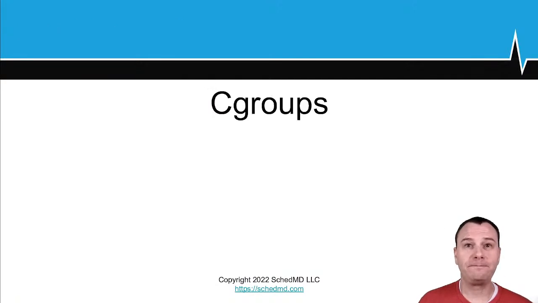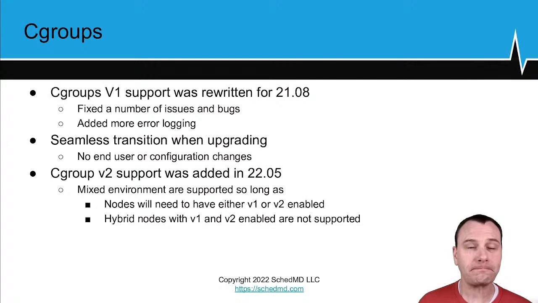Moving on to Cgroups. We'll cover some brief information here. This section mostly relates to recent changes. As of 21.08, Cgroups v1 has been rewritten. With this rewrite, we have fixed a number of issues and bugs and added better error logging. The benefit with these changes is a seamless transition when upgrading. There are no special considerations or configuration options here. The end user should not notice this change.